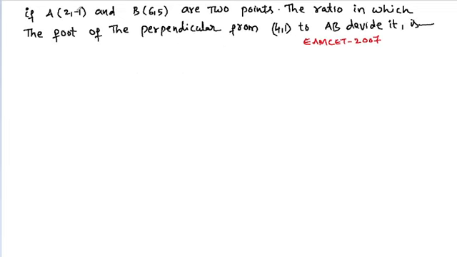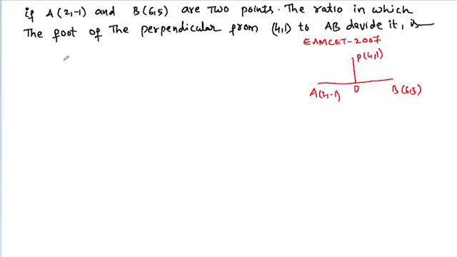If A(2, -1) and B(6, 5) are two points, the ratio in which the foot of the perpendicular from (4, 1) to AB divides it is dash. Here is given line AB. This is the line AB. This is A(2, -1) and B(6, 5). And the foot of the perpendicular from (4, 1) to this line. Foot of the perpendicular means perpendicular to this line.